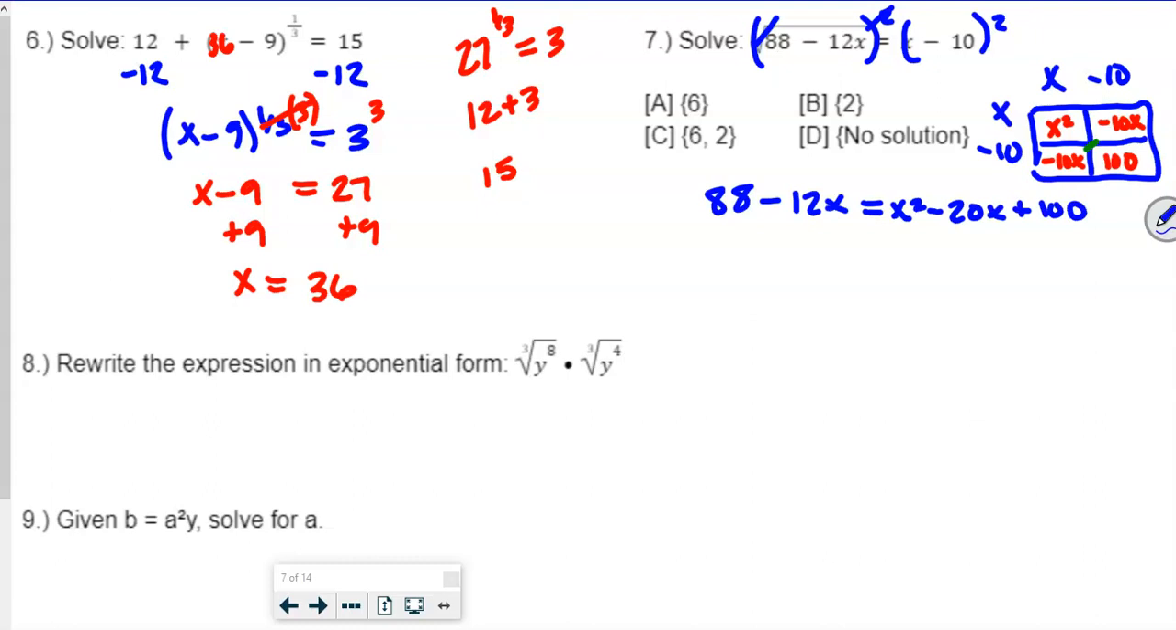Now what do I do next? Move everything to the right. So we're going to subtract the 88 and we're going to add 12x.